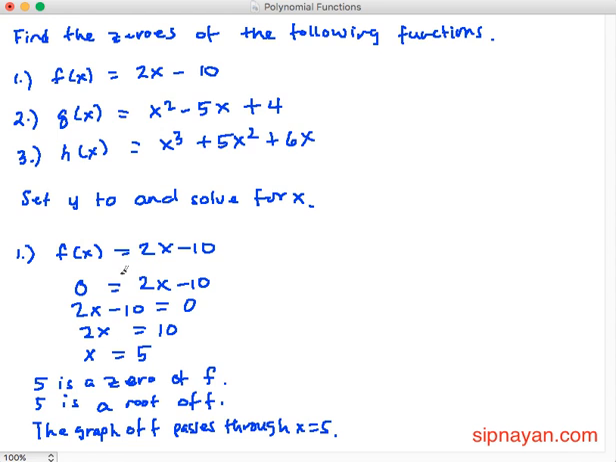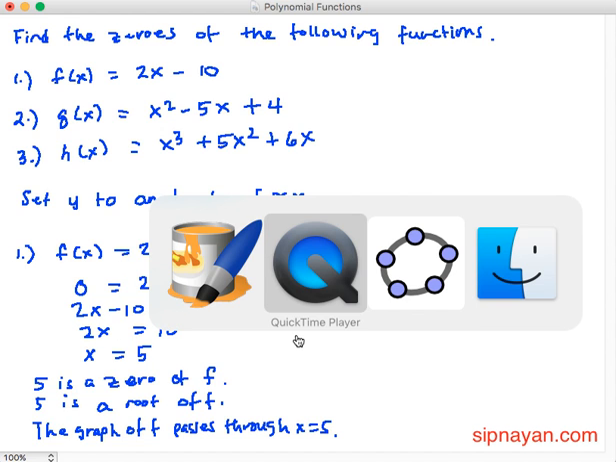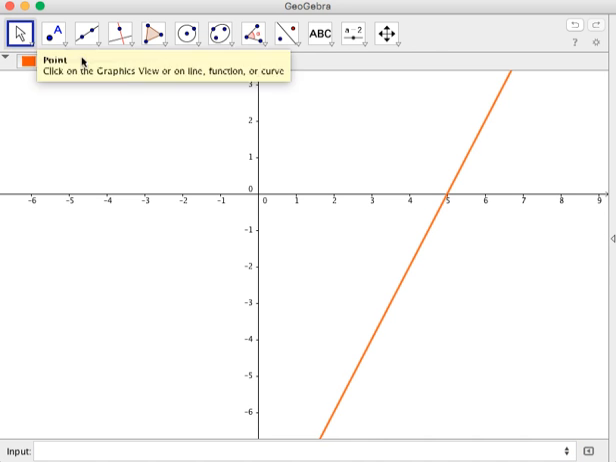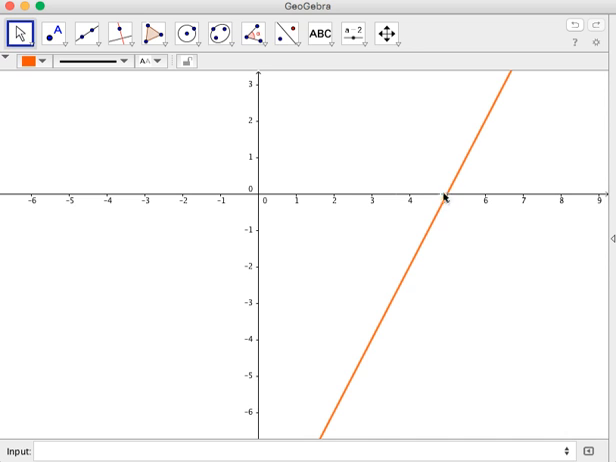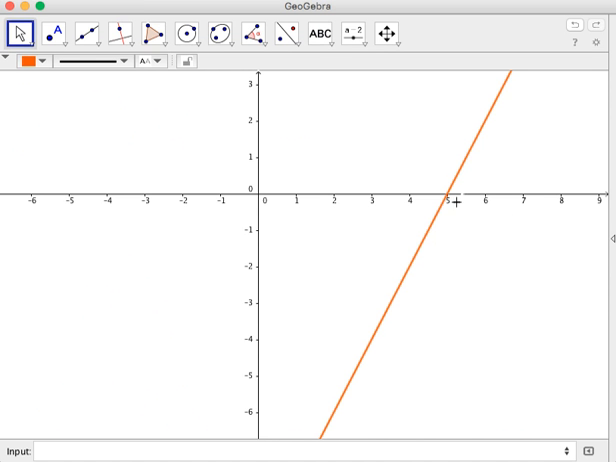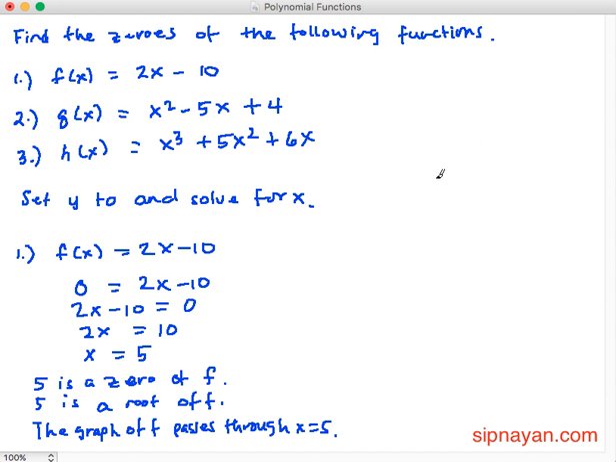So, if we graph f of x equals 2x minus 10, what happens? The graph passes through x equals 5. This is our x-axis, right? So, this is x equals 5. So, our solution is correct, and this is the graphical interpretation. Okay, so what about the second example?